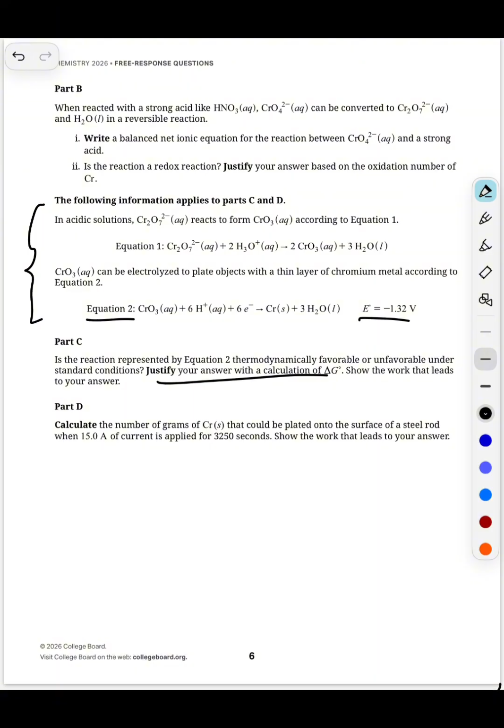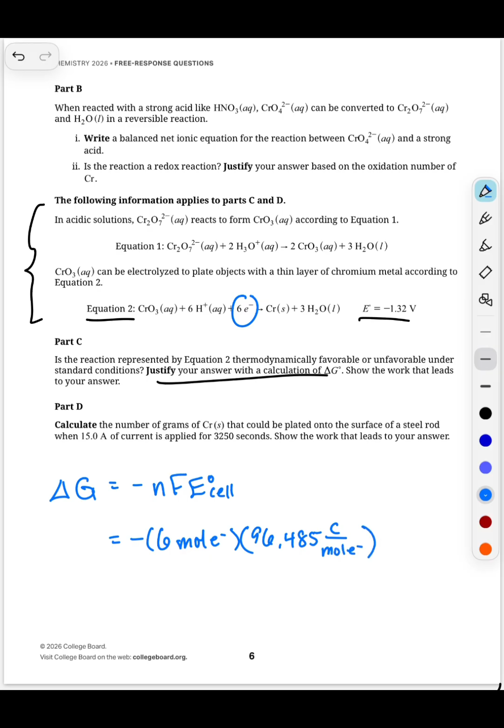So then we use our handy-dandy equation sheet, and we know that delta G is equal to negative N times F times E cell. And so we plug in our numbers, right? N is the number of moles of electrons, so from the balanced equation, we know that's going to be 6. So for every 6 moles of electrons, we then multiply by Faraday's constant. Faraday's constant is 96,485 coulombs per mole of electron. And then lastly, we have the cell potential, which is given, and that's going to be -1.32 volts. So this whole term becomes positive because of the 2 negative signs.